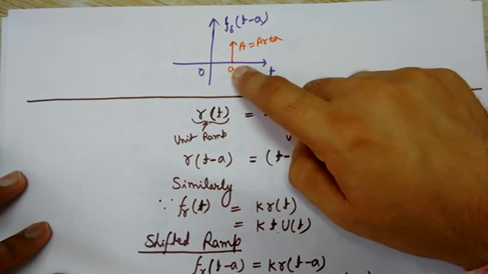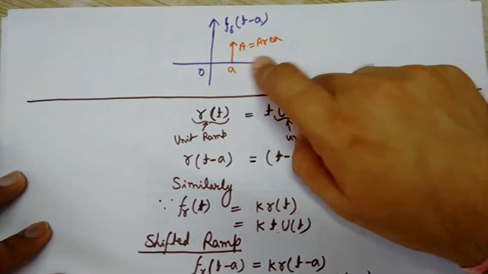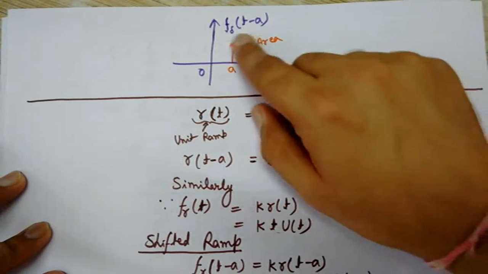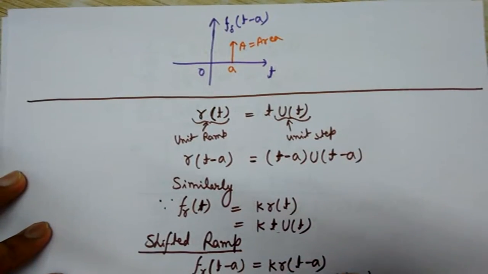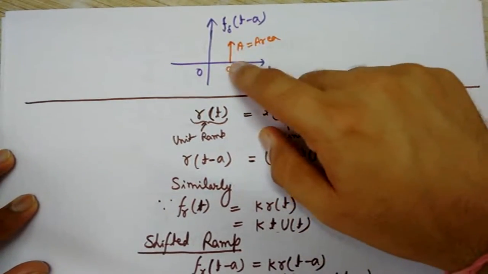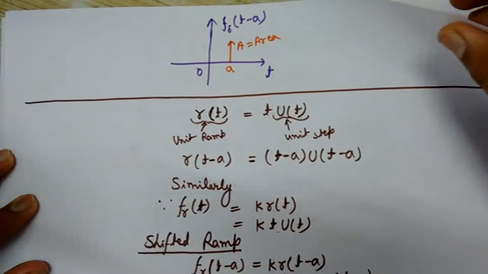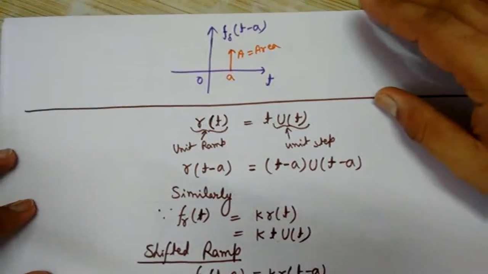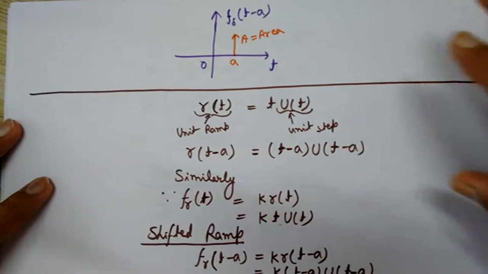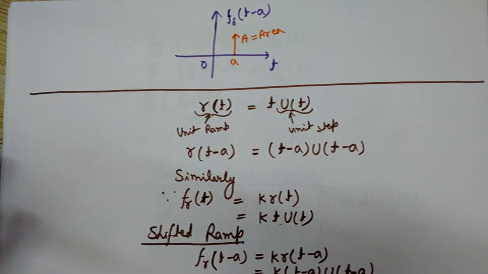it is not defined. It is 0. So it has been shifted from here to here, so it is only defined at a. It only has a value at t equals a. At other points it is 0. So this is delta t minus a, the shifted impulse. I think you got it.